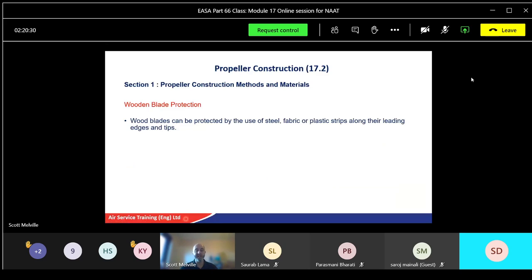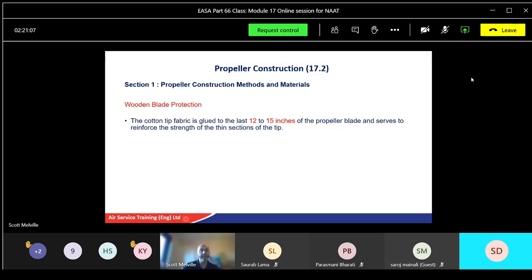Wood blade protection: blades can be protected by the use of steel, fabric, or plastic strips along the leading edge and also the tips, just in case the aircraft has a heavy landing and potentially bounces. I should have taken a photograph. We had a nice propeller, and as the aircraft landed, all 3 propellers were bent back. I should get a photograph of that sometime. Wooden blades are usually varnished or painted to help protect them against atmospheric and climate conditions. Tip fabric is usually applied to the propeller as well. It helps strengthen bonding and protection.